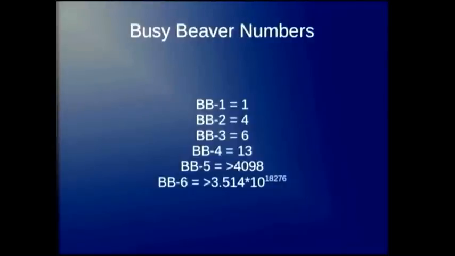Now, just the 5th number in this sequence, we haven't been able to compute yet. We know it's greater than 4098. Beaver 6, it's highly likely we'll never be able to figure this one out. But it is 3.514 times 10 to the 18,000. 10 to the 18,000 steps that this machine makes and still finishes. Which is a little odd considering we can't do 2 to the 256 calculations. But we know that this takes 10 to the 18,000 steps and finishes.